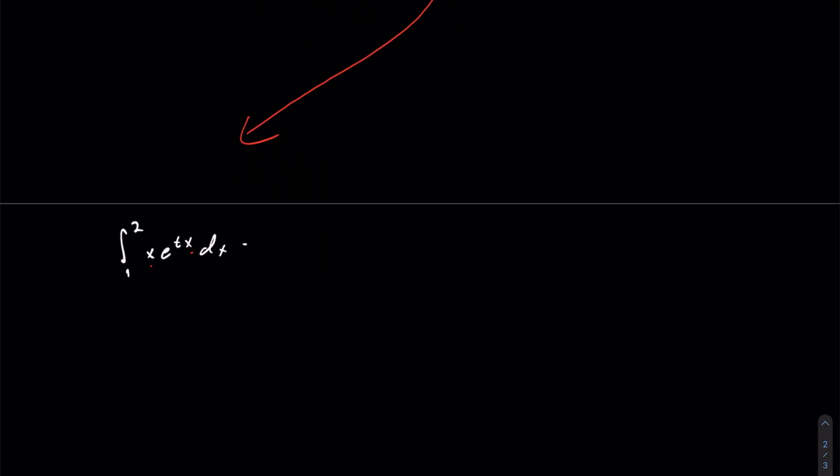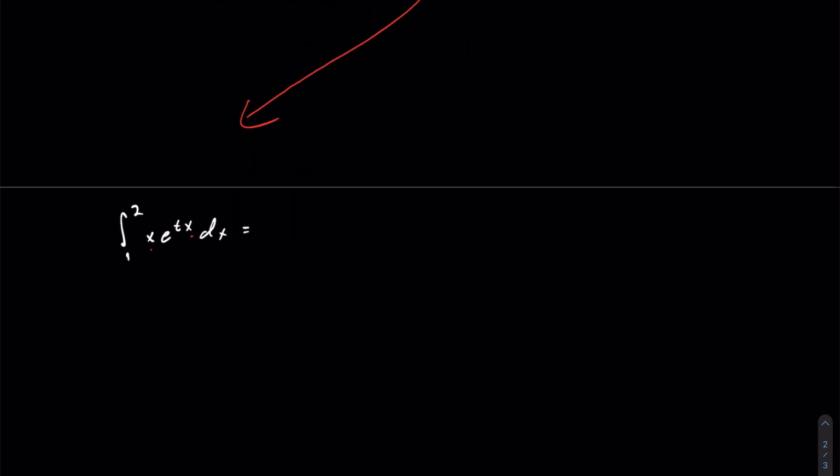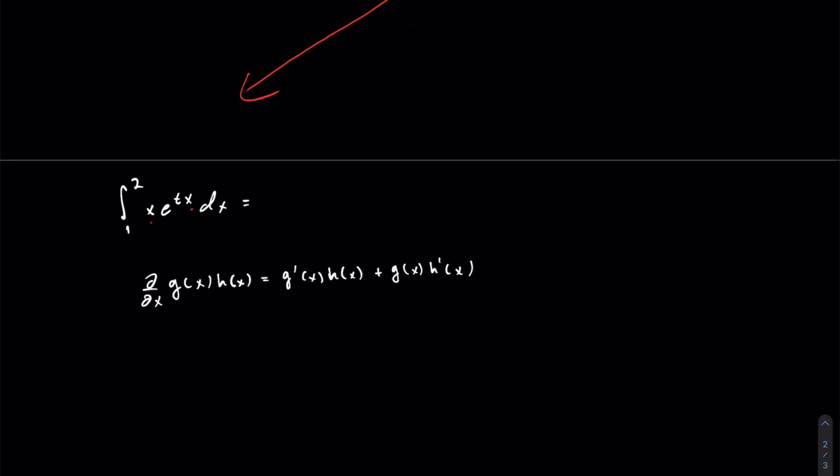So where does it come from? Well, let's first just write any function g of x, h of x, and we take the derivative of it with respect to x. That will just be equal to the derivative of g of x times h of x, plus g of x times the derivative of h of x, like that.